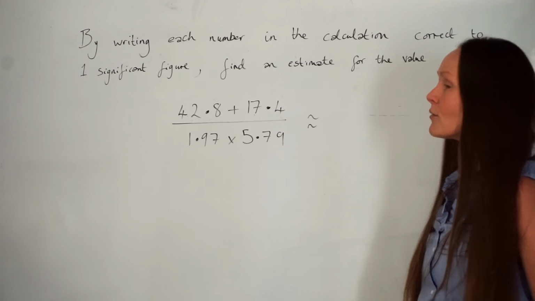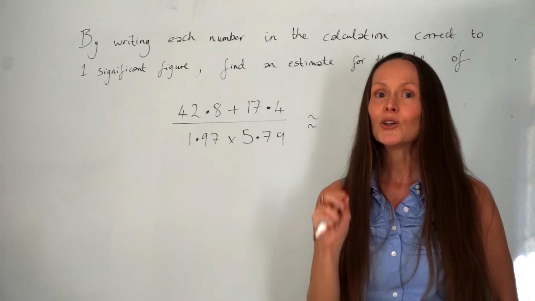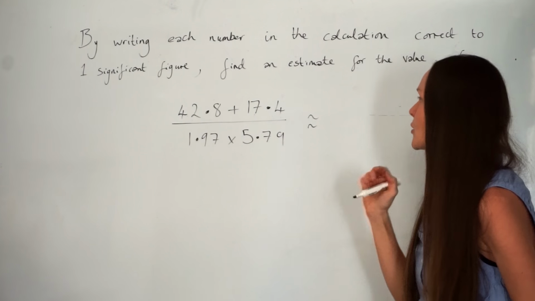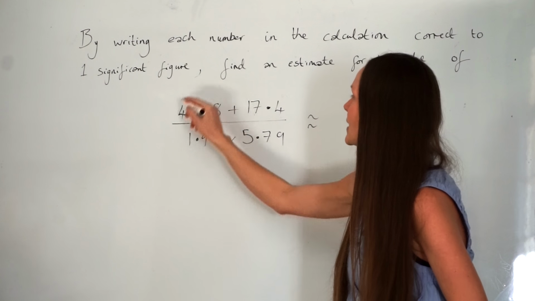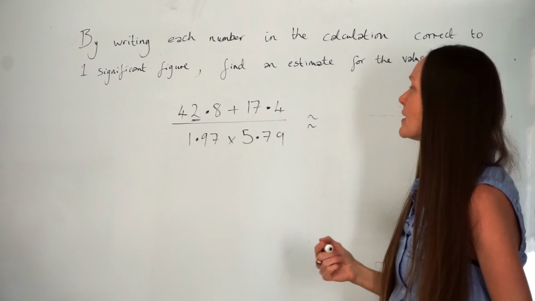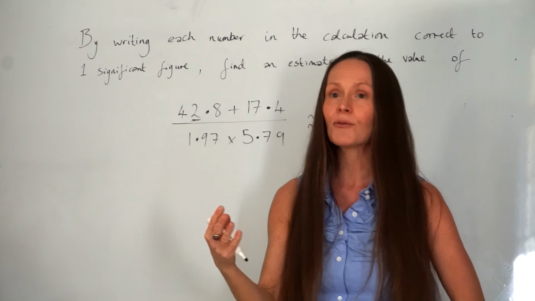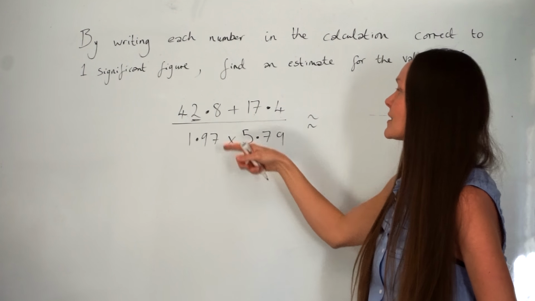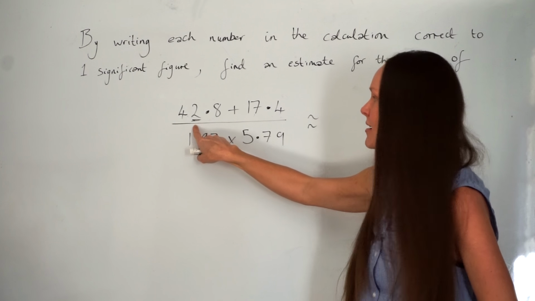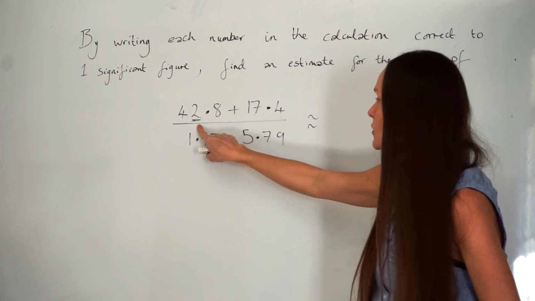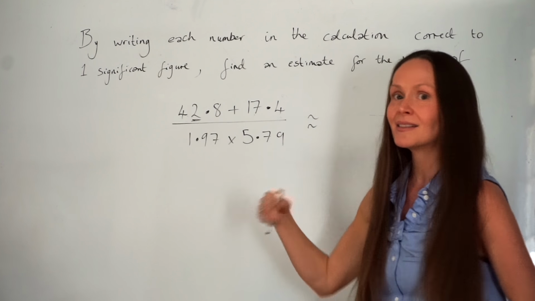When you're rounding to one significant figure, you always need to check what the second figure is. The second figure in 42.8 is the number 2. If this number is 5 or greater, it rounds the first figure up 1. If it's smaller than 5, like it is here, then the first figure remains the same. So since 2 is smaller than 5, the 4 remains the same.